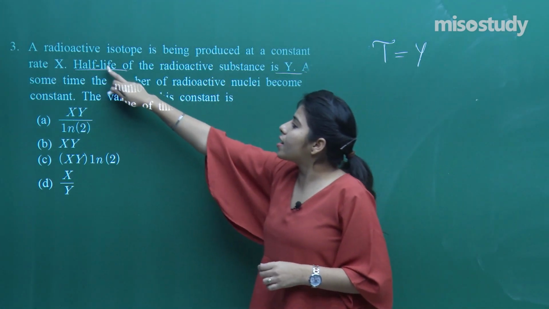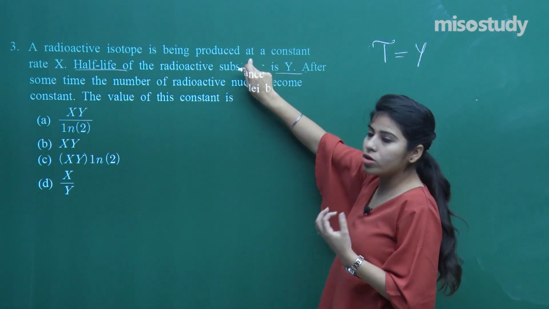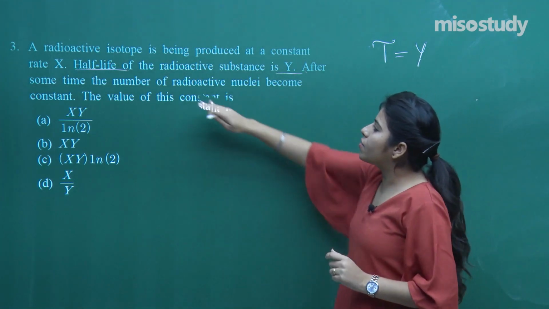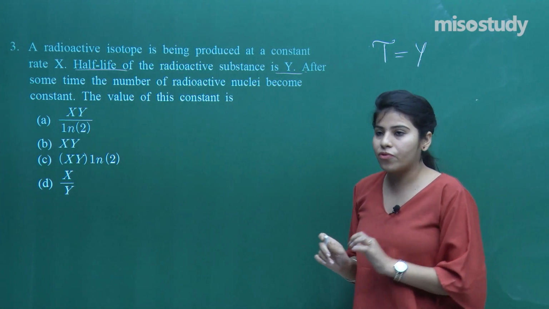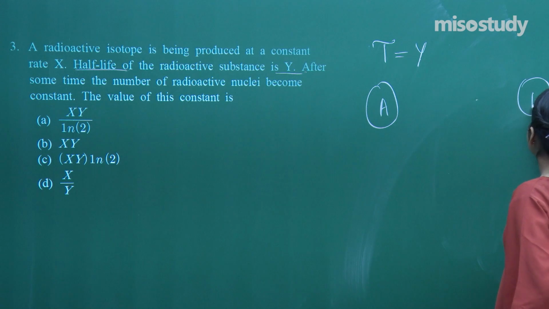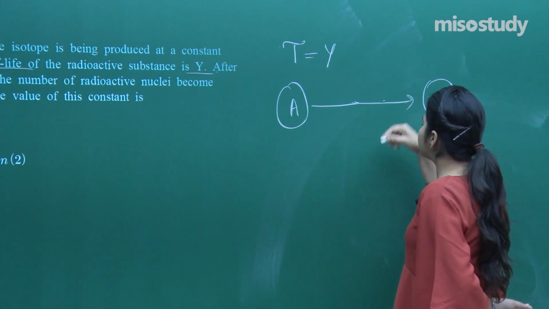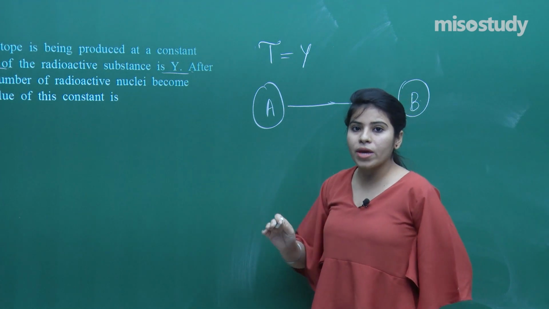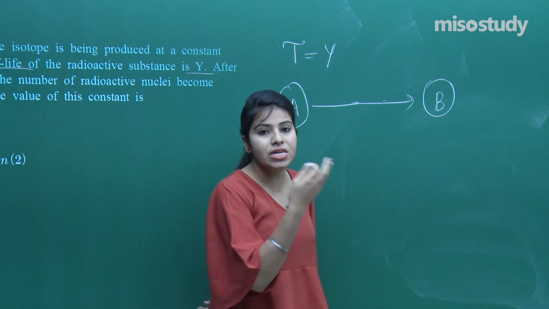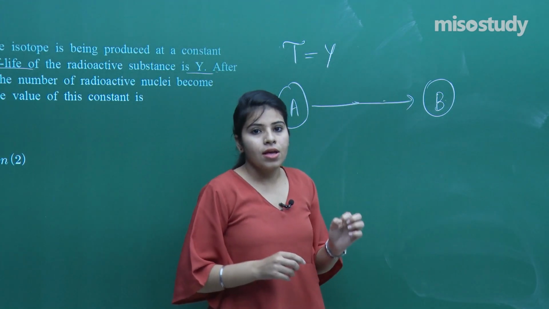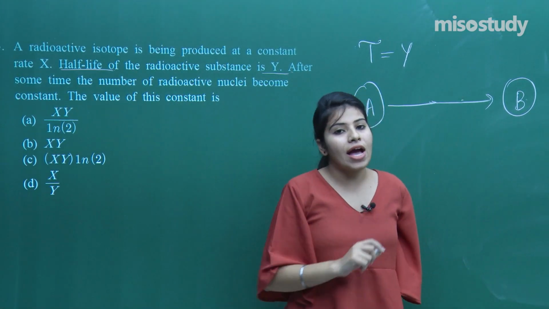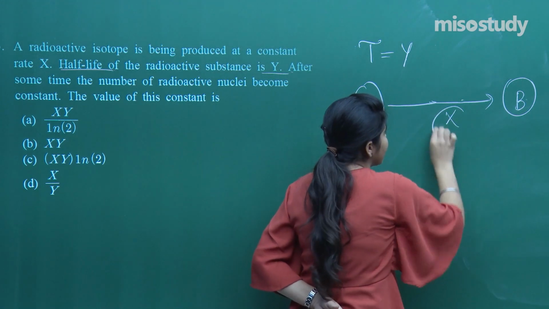Also we have been told that a radioactive isotope is being produced at a constant rate x, because we have our radioactive substance before us. Let me say it is A and it is converting into B. According to the question, it is just transforming into one stable nucleus. When we say that A is being decayed into B, then the rate given over here is x.